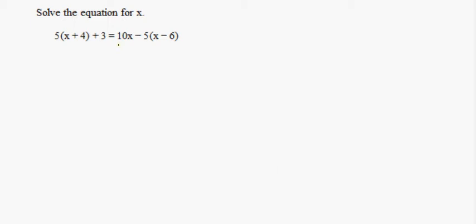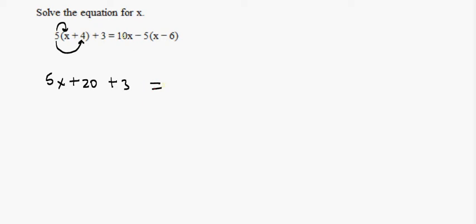All right, we've got an equation to solve here. It's got a couple of parentheses, but it doesn't look too bad. So we get rid of the parentheses. We distribute the 5 through the first set of parentheses. 5 times x is 5x, and 5 times 4 is 20. Then bring down that plus 3.